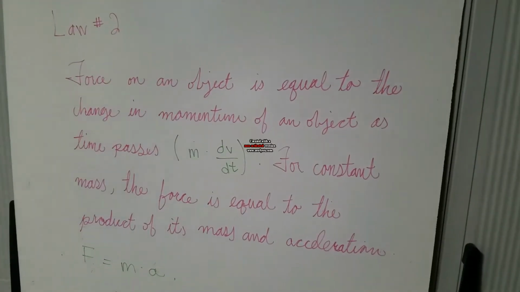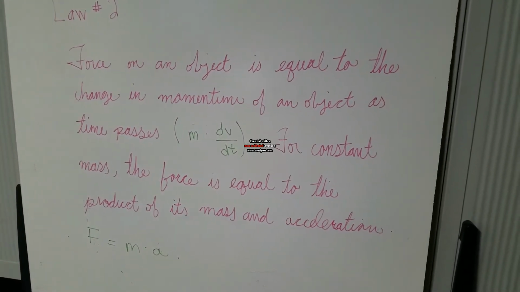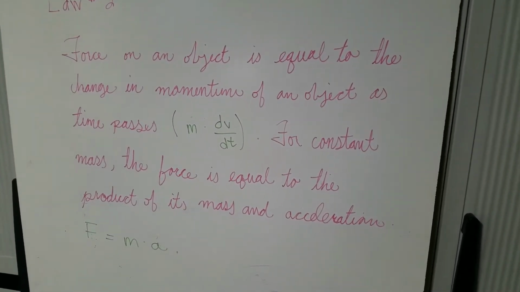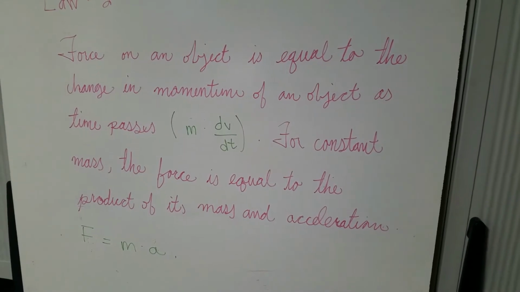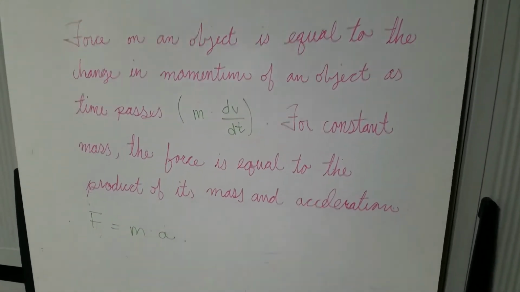So law number 2 is going to state that the force on an object is going to be equal to the change in momentum of an object as time passes. For constant mass, the force is equal to the product of its mass and its acceleration. F equals ma.